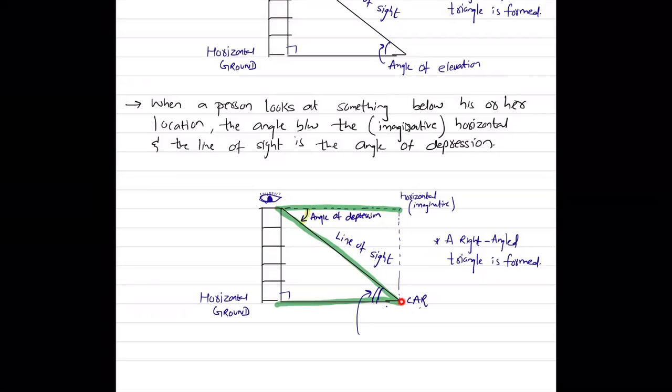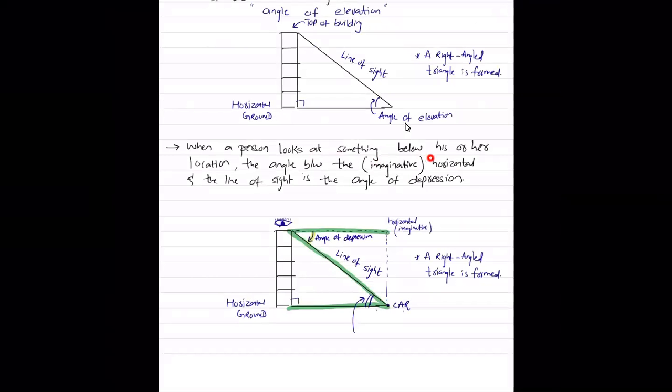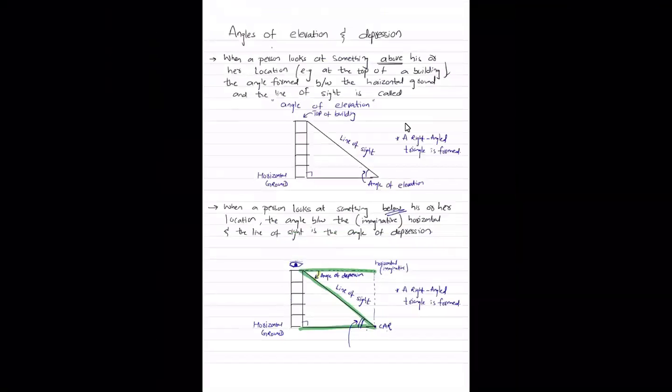But if the person in the car is looking at this person, he is also making the same angle of 30 degrees, but he's looking up. This angle of depression is equal to the angle of elevation over here. So when a person looks at something below his or her location, the angle between the imaginary horizontal and the line of sight is known as the angle of depression. Are we clear on these two things? Yes, sir.